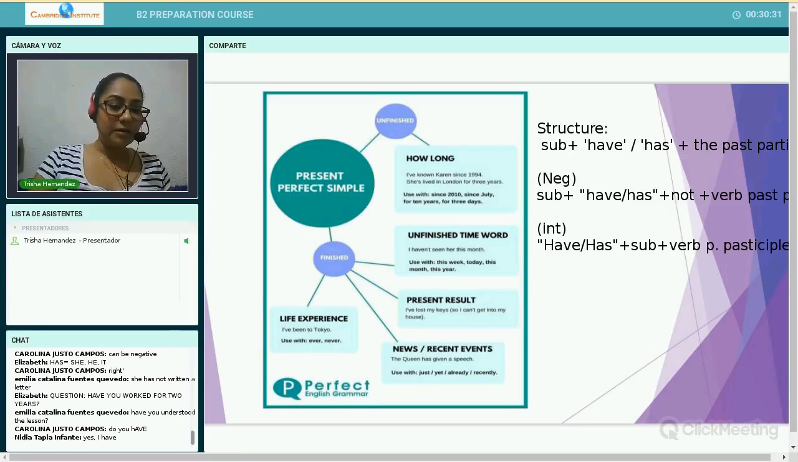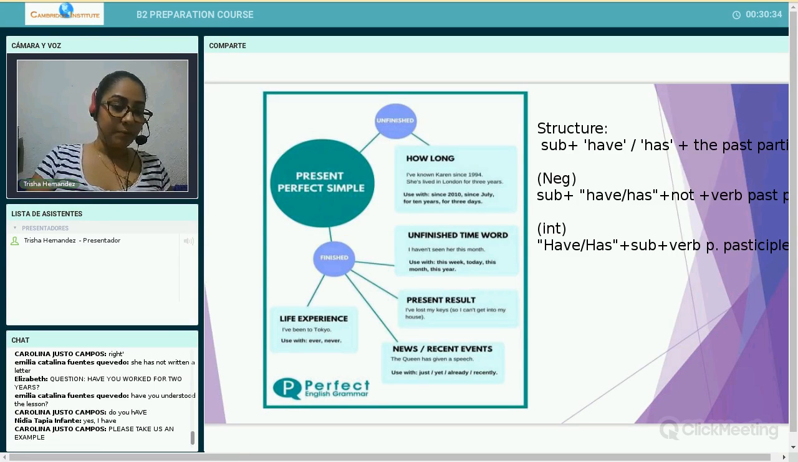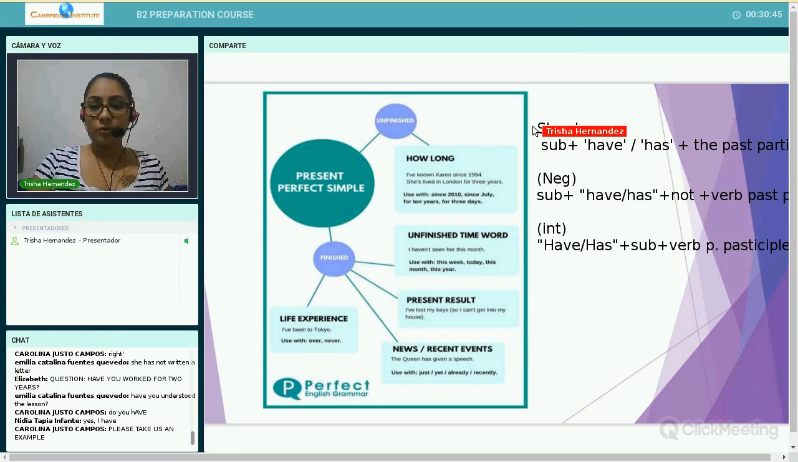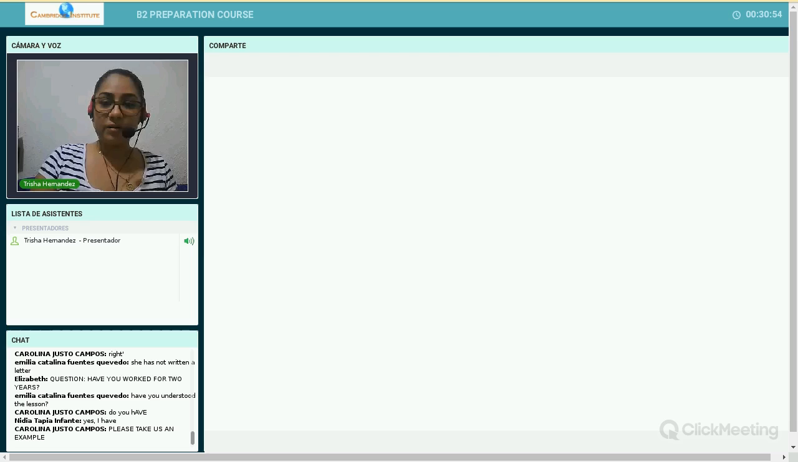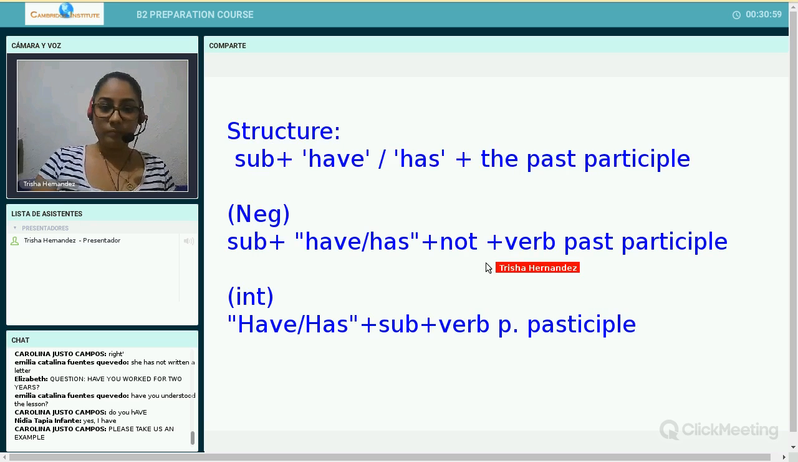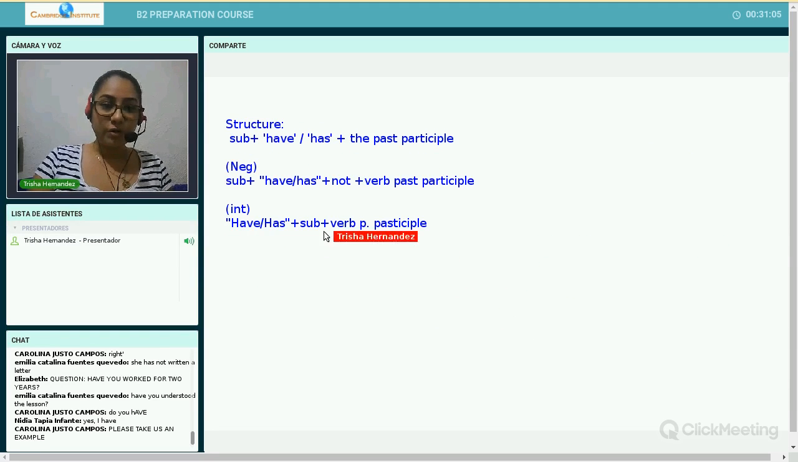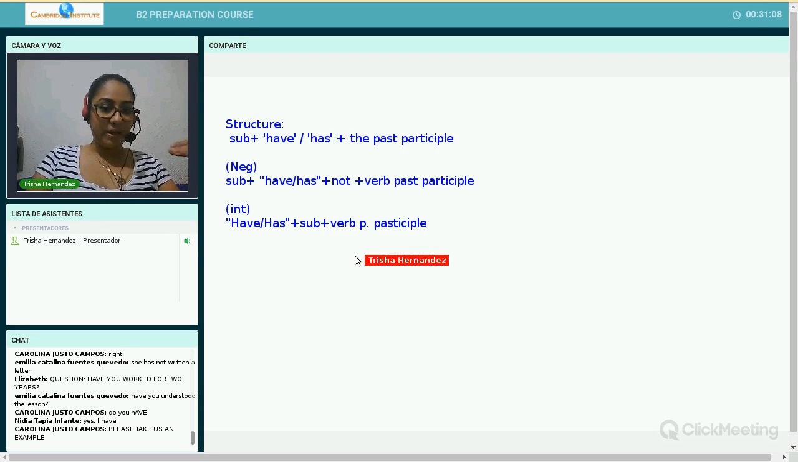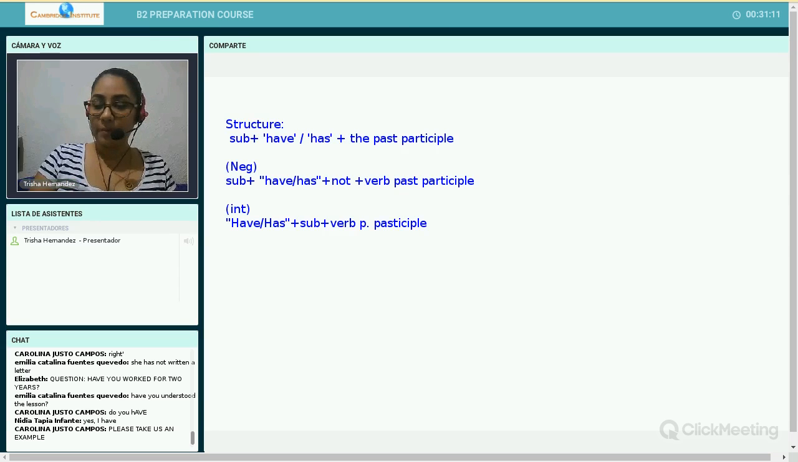No, Carolina, that is simple, present simple. Okay. Now, this is the structure. It's only the structure. I'm going to do something better. I'm going to open a board for all of us. Now, here I have my structure, affirmative, negative, and interrogative. Now I'm going to give you some examples.